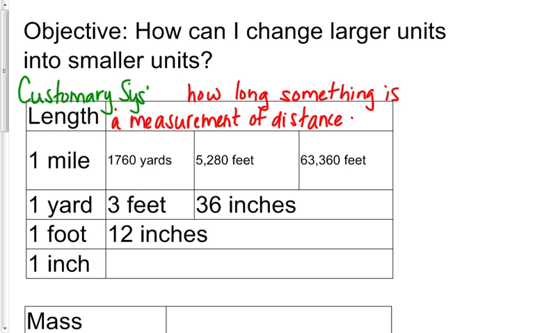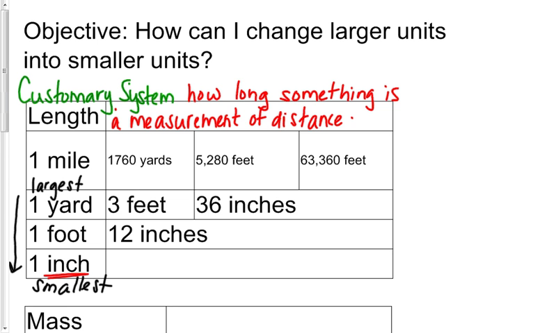In the customary system, we use miles, yards, feet, and inches. And you're going to see we start off with the largest unit and we work our way down to the smallest unit. Our smallest unit is 1 inch. And as we move up, we're going to use that unit to help us explain our next unit of measurement. So we are going to use inches to describe 1 foot. There are 12 inches in 1 foot.